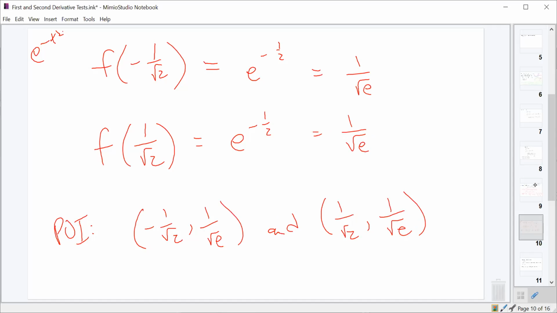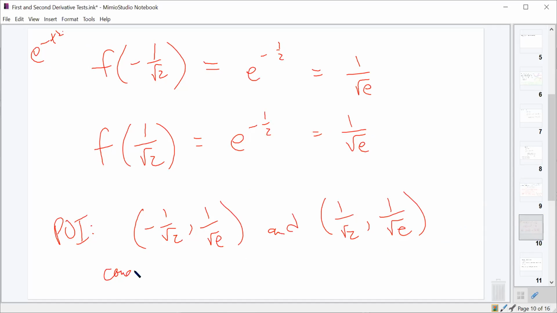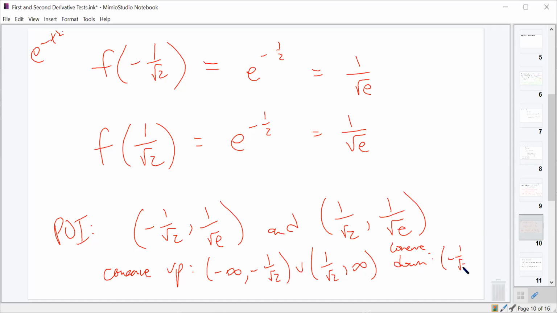And if we weren't asked to, but if we were asked to indicate when it was concave up and concave down, we would say it's concave up from negative infinity to negative 1 over root 2 union 1 over root 2 to infinity. And we would say concave down from negative 1 over root 2 to 1 over root 2. Good or no?